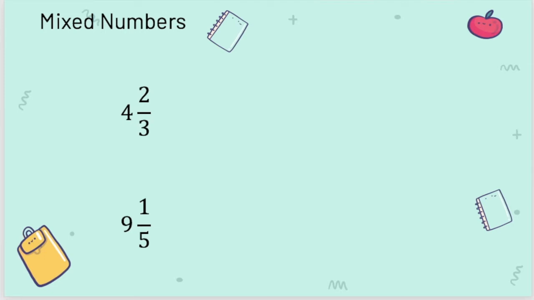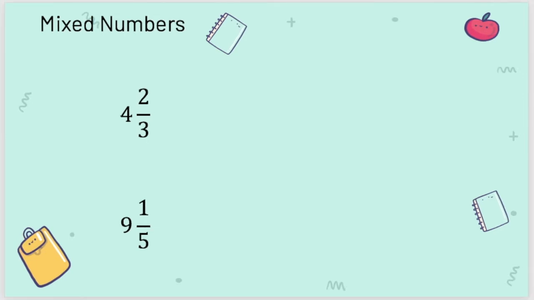A mixed number is a whole number with a proper fraction represented together. 4 and 2/3 is an example of a mixed number, with 4 as the whole number and 2/3 as the fractional part. So 4 and 2/3 means that we have 4 plus 2/3. And in the same manner, if we have 9 and 1/5 as our mixed number, it actually means 9 plus 1/5. A whole number and a fraction.